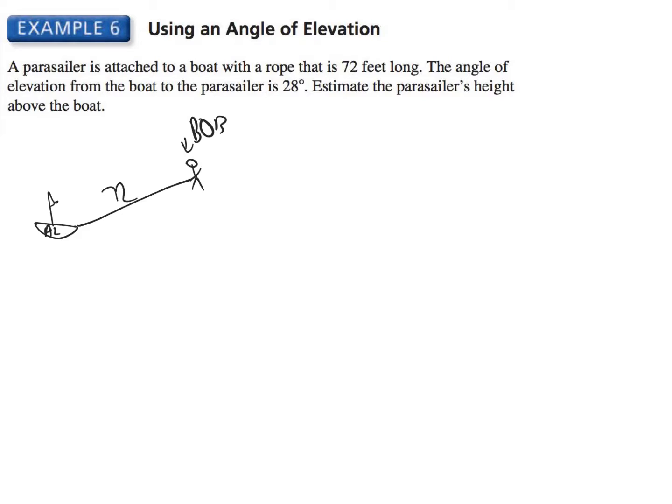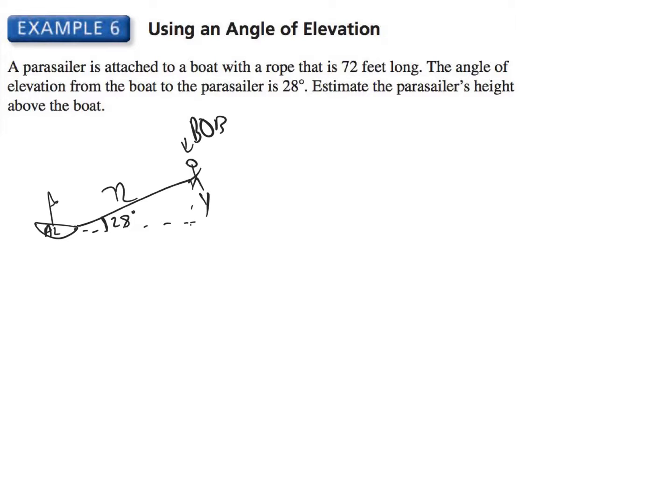All right, so the angle of the elevation from the boat to the parasailer is 28 degrees. You guys measure that from the water level, which means that this right here is 28. We want to know how tall or how high up in the air the person is parasailing. So I'm not going to use h because that'll confuse you with hypotenuse. We'll just call it y.